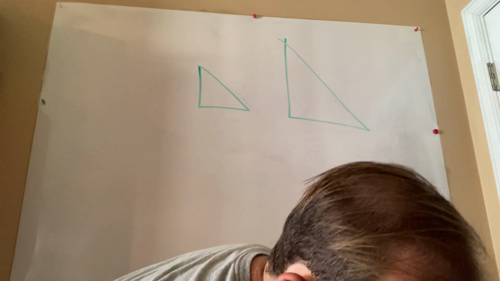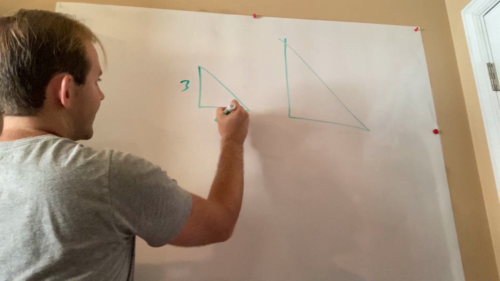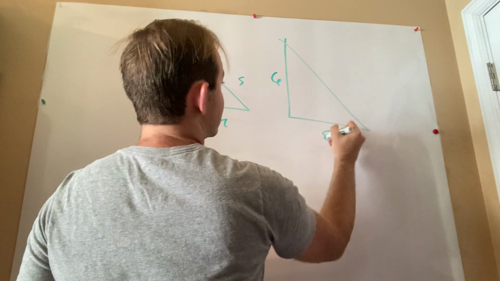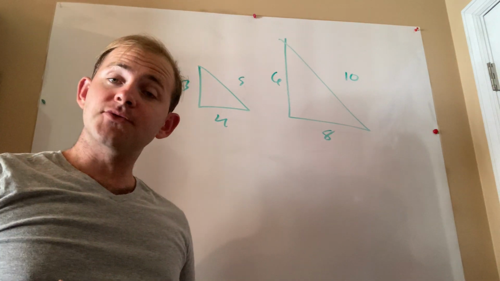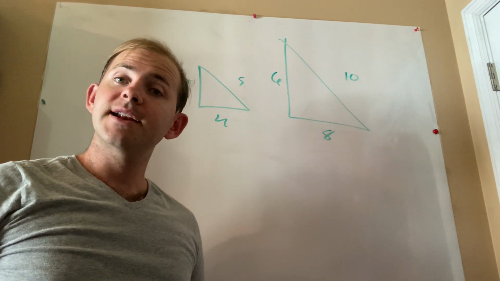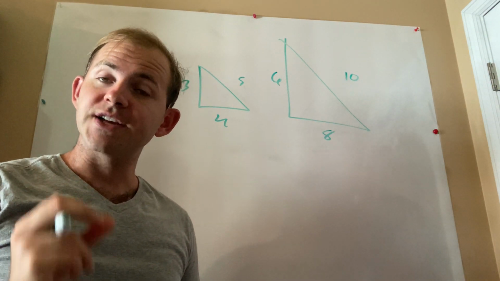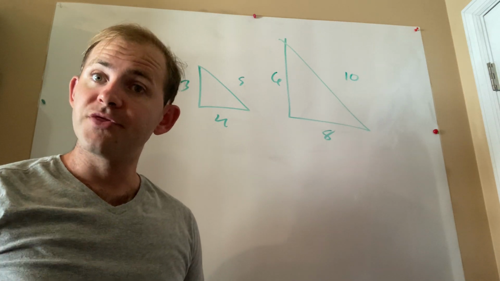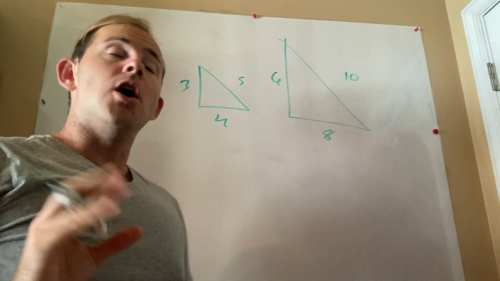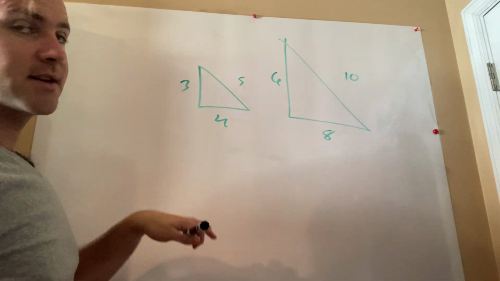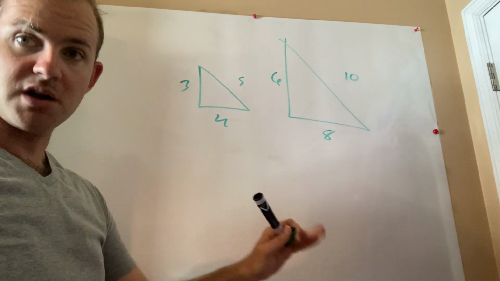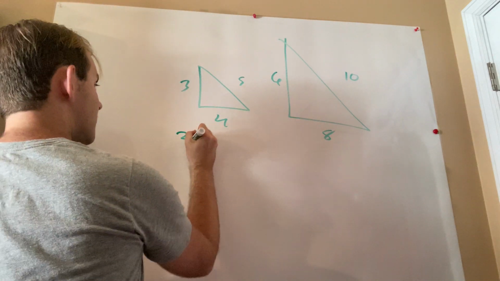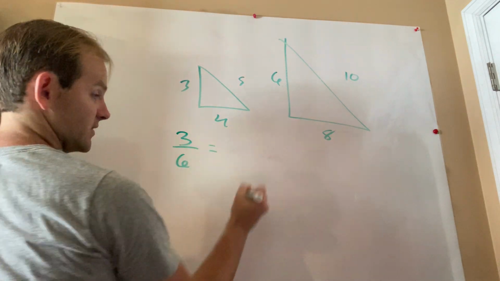So they give me 3, 4, 5, and 6, 8, 10. Got it. All right. So in order to check to see if these 2 triangles are in fact similar, I'm going to have to set up proportions and check to see that they are all the same. Okay, so what's the smallest number here? The smallest number here is 3. What's the smallest number there? The smallest number is 6. So I'm going to do smallest over smallest.